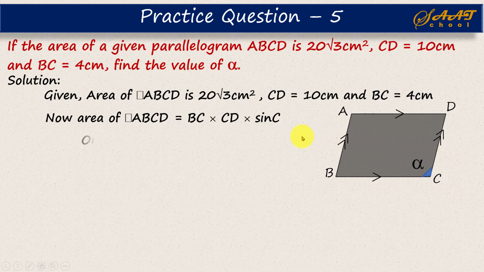Now here the area of the parallelogram is given in the question. The value of BC is 4 and the value of CD is 10 centimeters. Now you can divide this 20 by 10, which will be 2, and you can divide this 4 by 2, which will be again 2, meaning we now have square root of 3 equals 2 sine C.